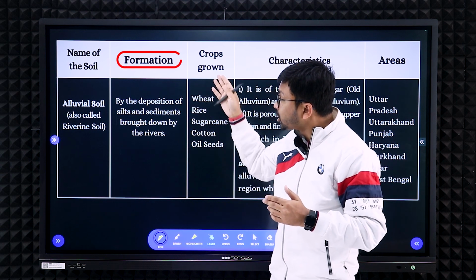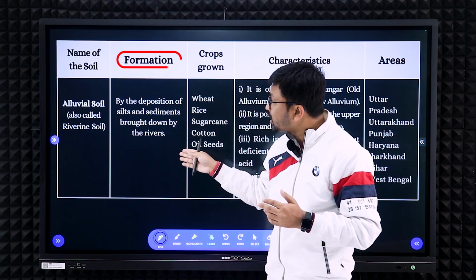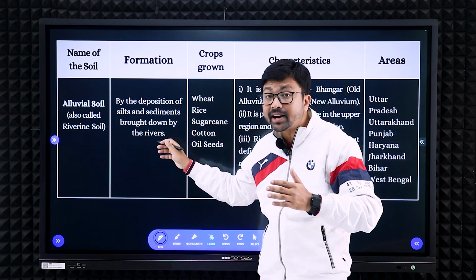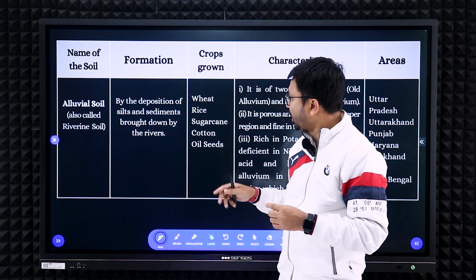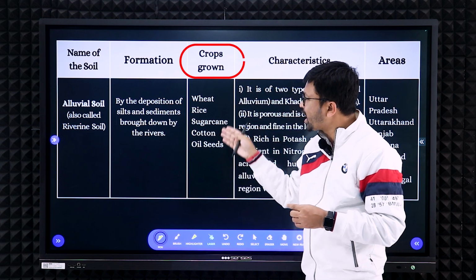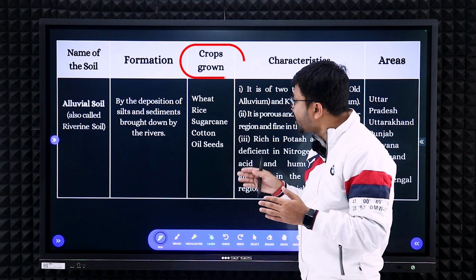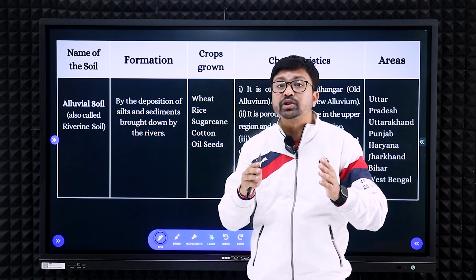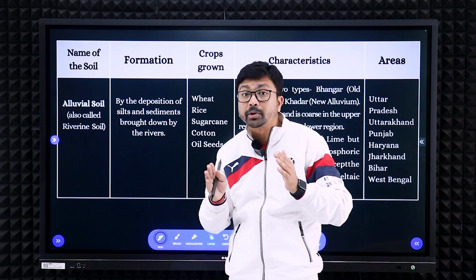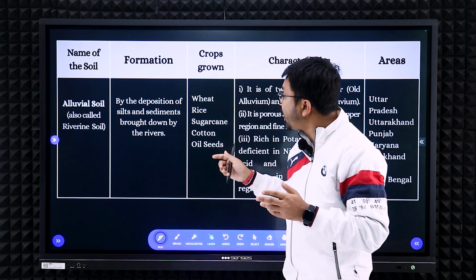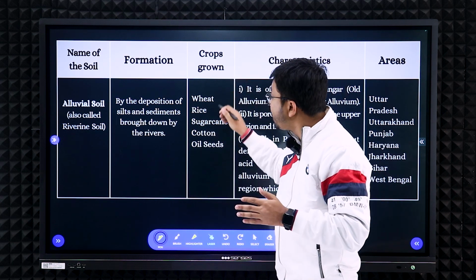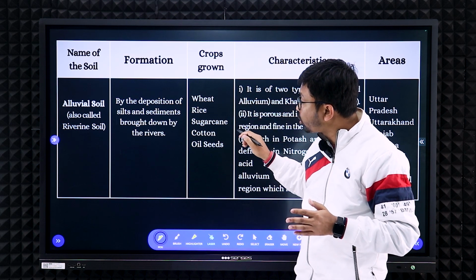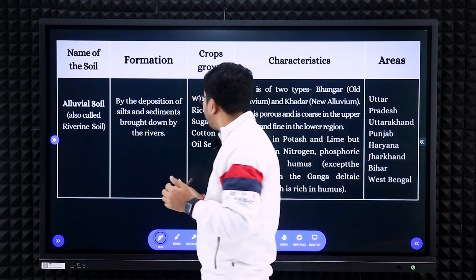The formation of the alluvial soil is by the deposition of silts and sediments brought by the rivers. So that's why it is called riverine soil. Main crops grown here are wheat, rice, sugarcane, cotton, oilseeds. Remember, all types of crops can grow in alluvial soil because this is the most fertile soil. But when the question comes in your exam, please try to write wheat, rice, sugarcane, cotton first.